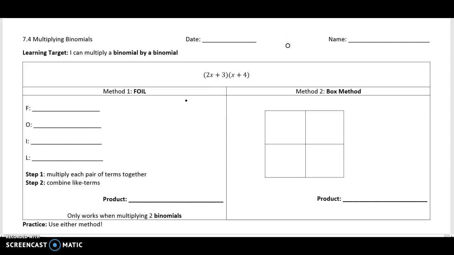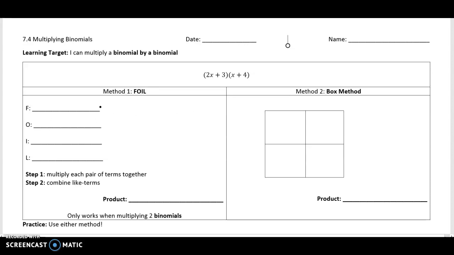You pick whichever method you like. Just make sure you do it well and limit the mistakes. I'm not going to judge whichever method you use, just make sure you pick the one that works best for you. So, number one, we have what we call FOIL, okay?